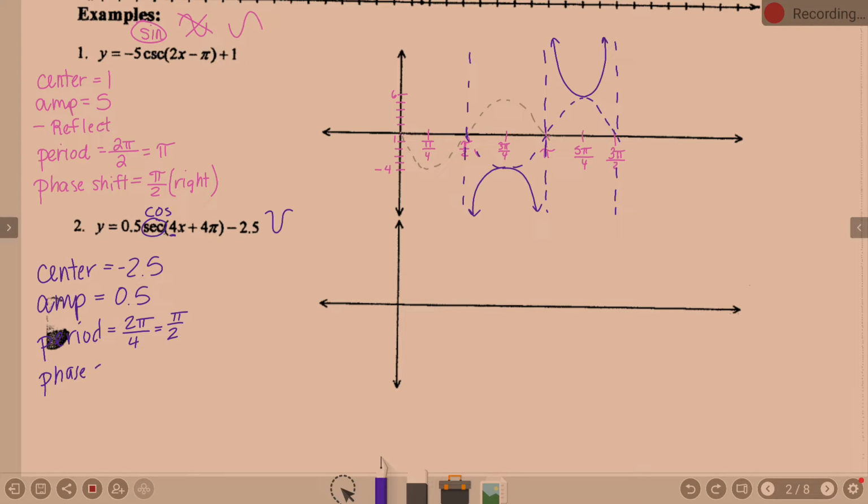Phase shift. What'd you say the phase shift was? Okay, I agree, negative pi. It is c over b. So that's going to be the 4 pi divided by the 4, opposite the sign of 4 pi. So negative 4 pi divided by 4, which is negative pi, which means I'm going to be going which direction?